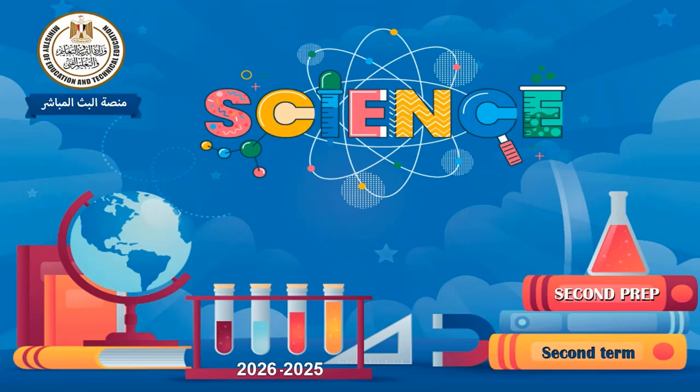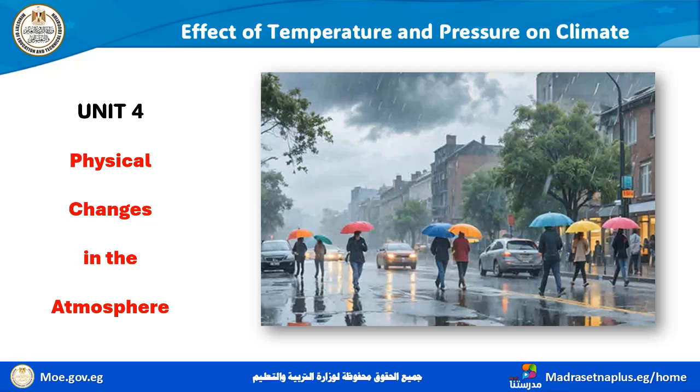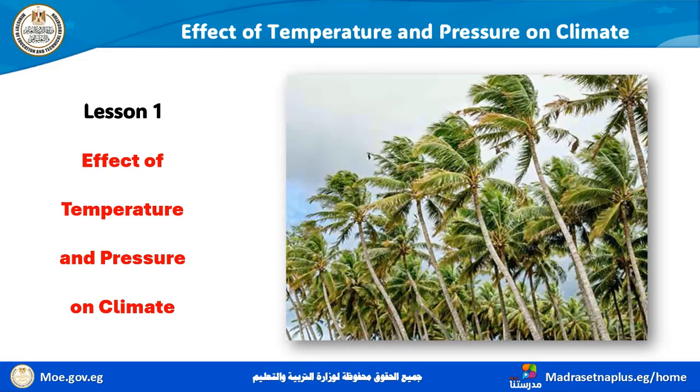Let's start our lesson for today. Today, dear students, we will continue our learning in the fourth unit of our science curriculum, with the title of Physical Changes in the Atmosphere. Our first lesson in our fourth unit is the effect of temperature and pressure on the climate.